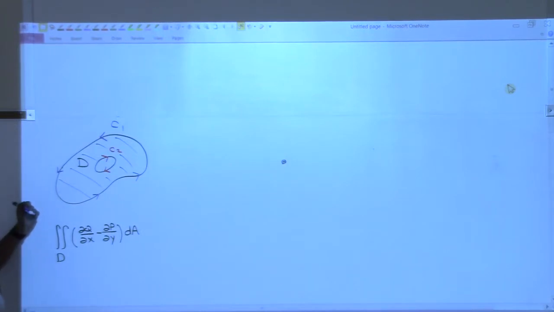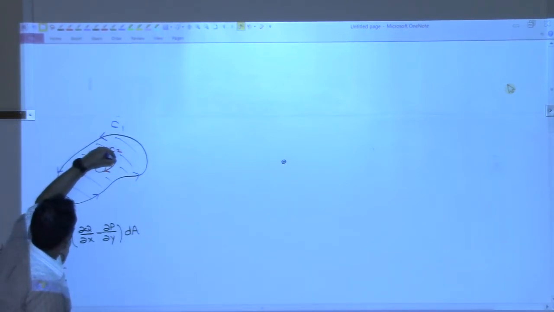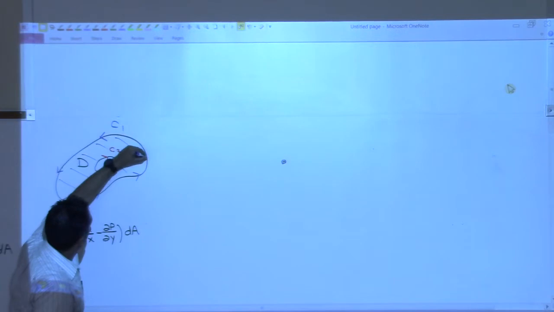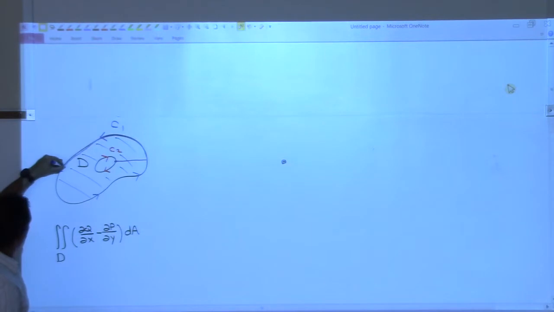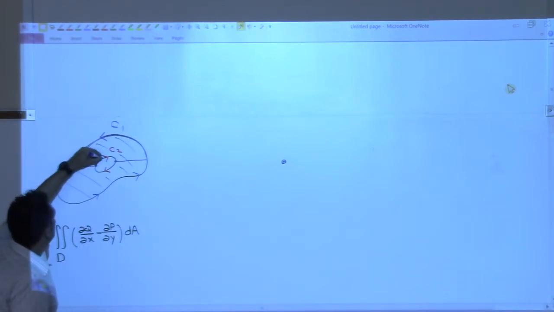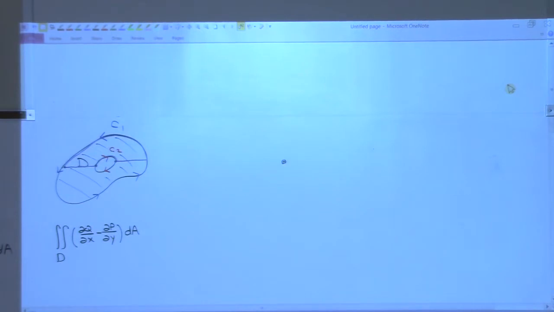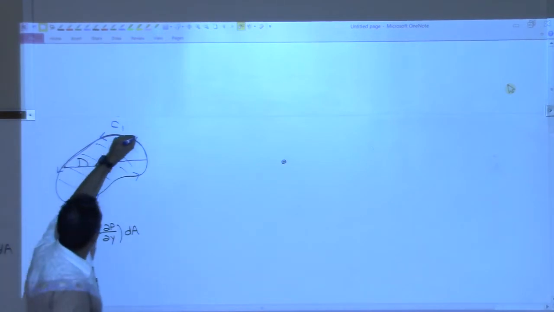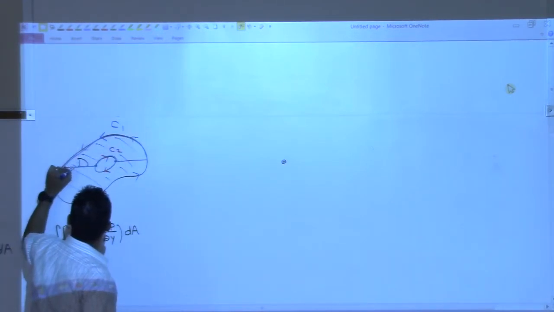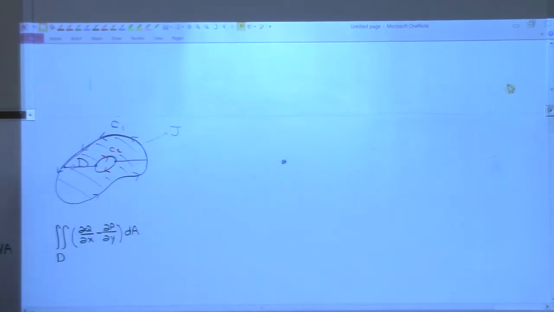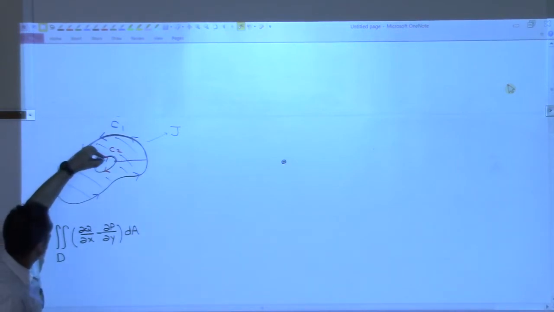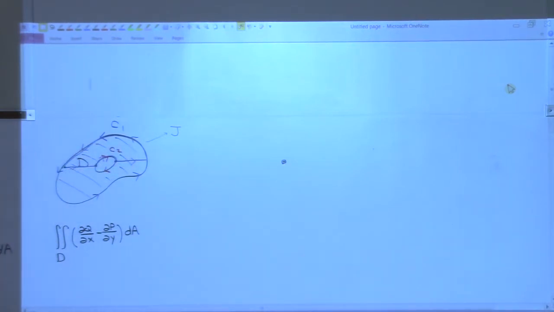Here comes a new curve. Just going to pick that point right there. I'm going to imagine cutting across here and then going up and over like this, and then back here, and then over and back. You see that piece right there? I'm going to call that J. That's a new curve. And the orientation on J is the same as C1. So J goes up and over that, and then across like that. Got it? Okay.